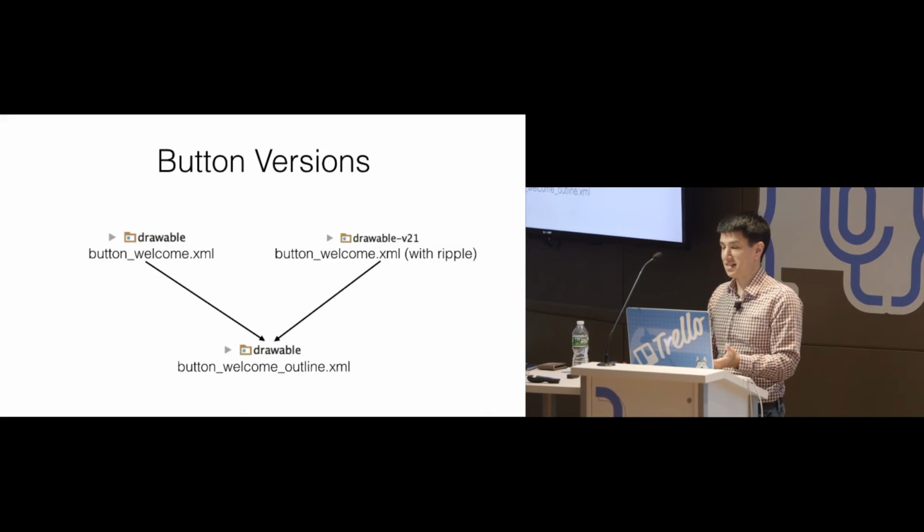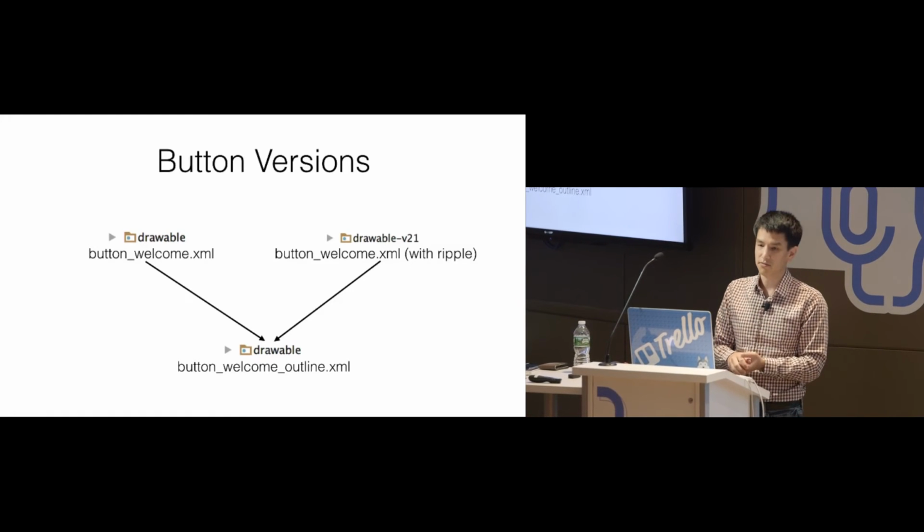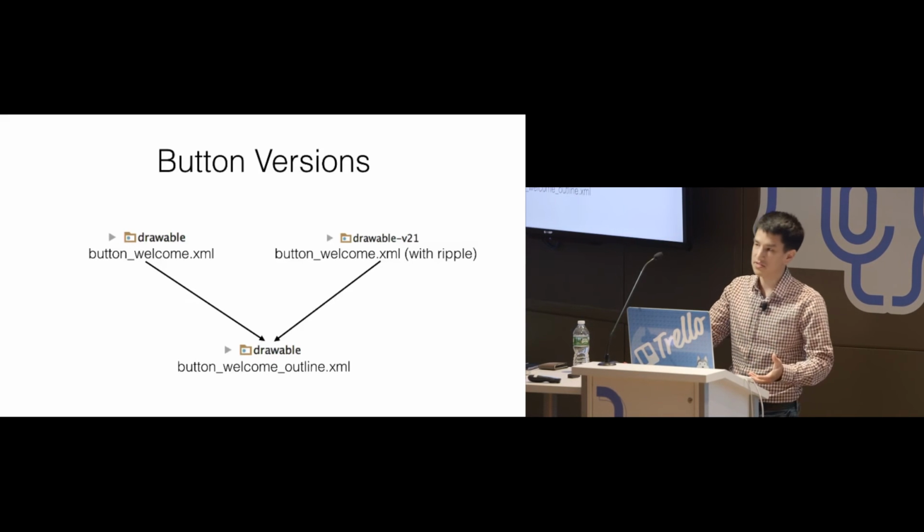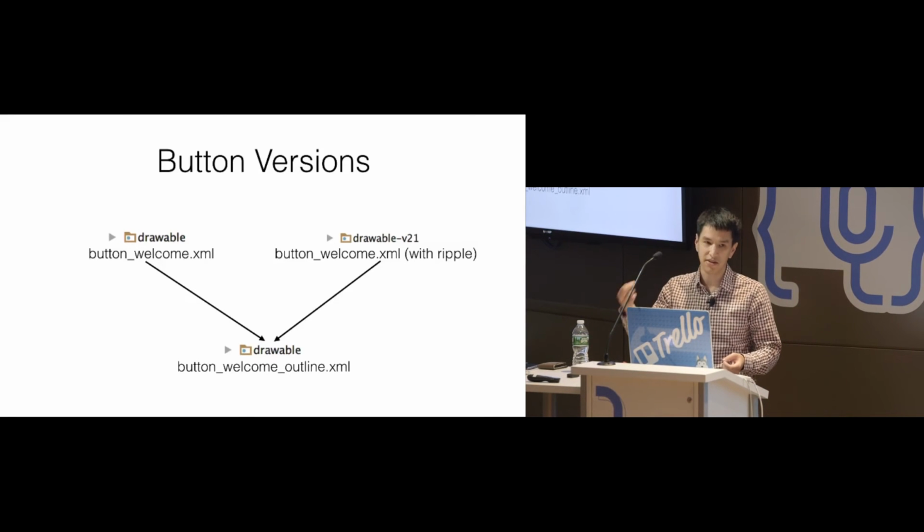And that makes it very easy to change, because if we want to change the color of the ripple or the color of the outline, design can just give us a new set of colors, and we can do that very quickly.